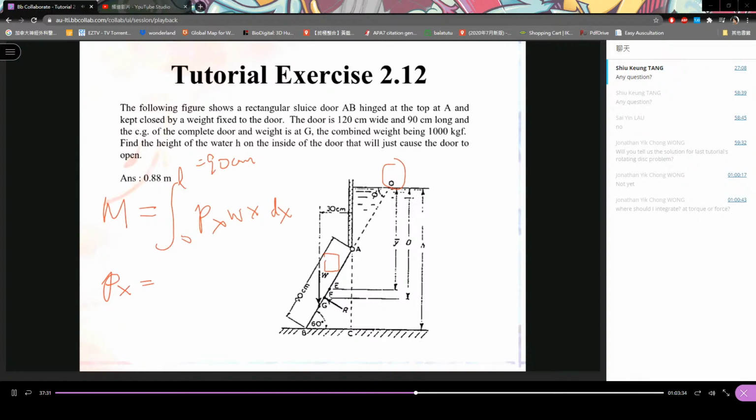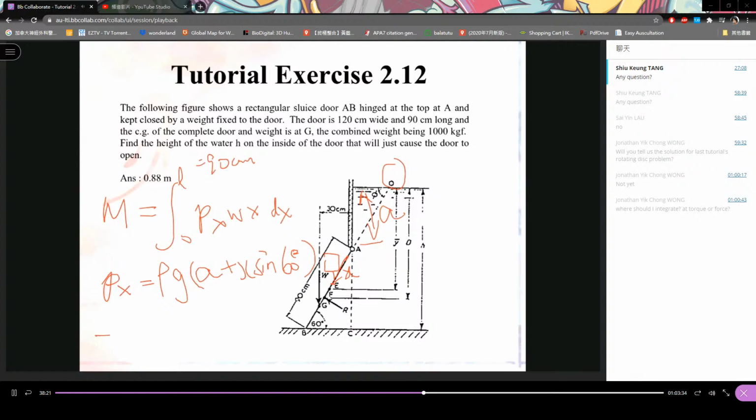Now suppose this is x. At this point, P(x) equals rho g h. What is the height? We don't know. Suppose we let the height of point A below the water level be A. So for P(x), the height we need to consider is A plus x sine 60 degrees.